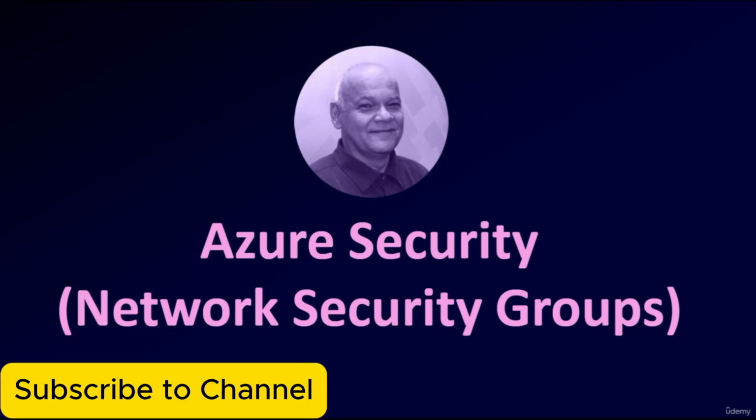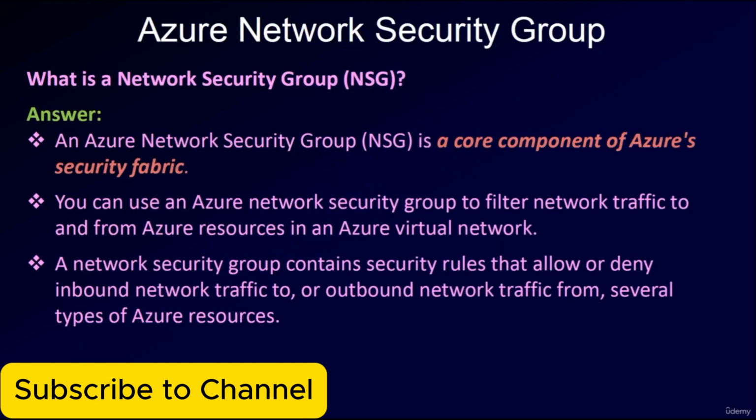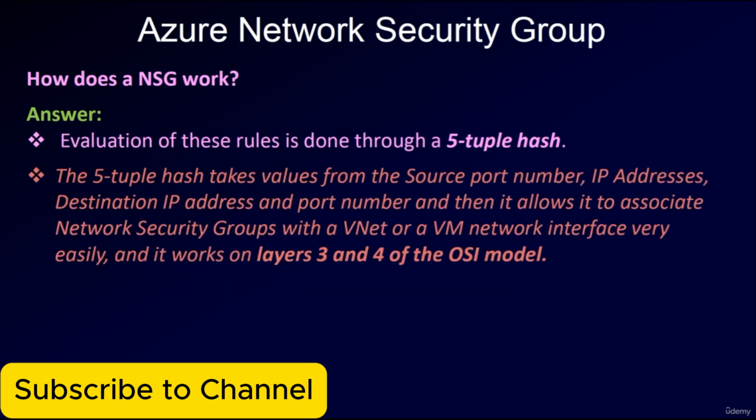Welcome to Azure Security in a nutshell, and we're talking about Azure Network Security Groups, or NSGs. So what is an Azure NSG or Network Security Group? An Azure Network Security Group or NSG is a core component of the Azure Security Fabric. You can use Azure Network Security Groups to filter network traffic to and from Azure resources in the Azure Virtual Network. A Network Security Group contains rules that allow or deny inbound or outbound network traffic from several types of Azure resources. So how does a NSG work?